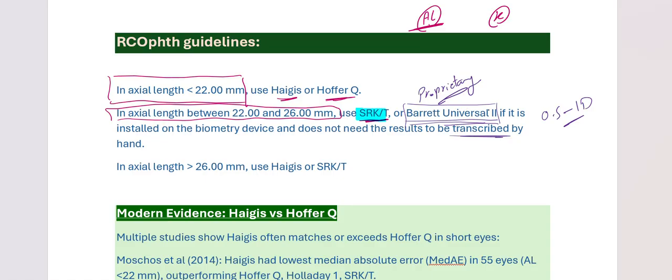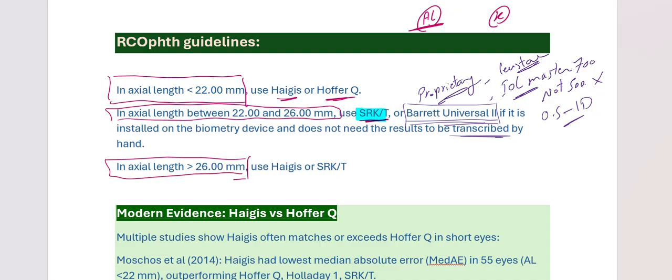Barrett Universal 2 formula is integrated in IOL Master 700, but not the 500. By the way, it's also integrated in the LensStar. So if you have any of these machines, you can use the Barrett Universal 2 formula. In eyes with axial length more than 26 millimeter, use the Haigis or FRCT formula.